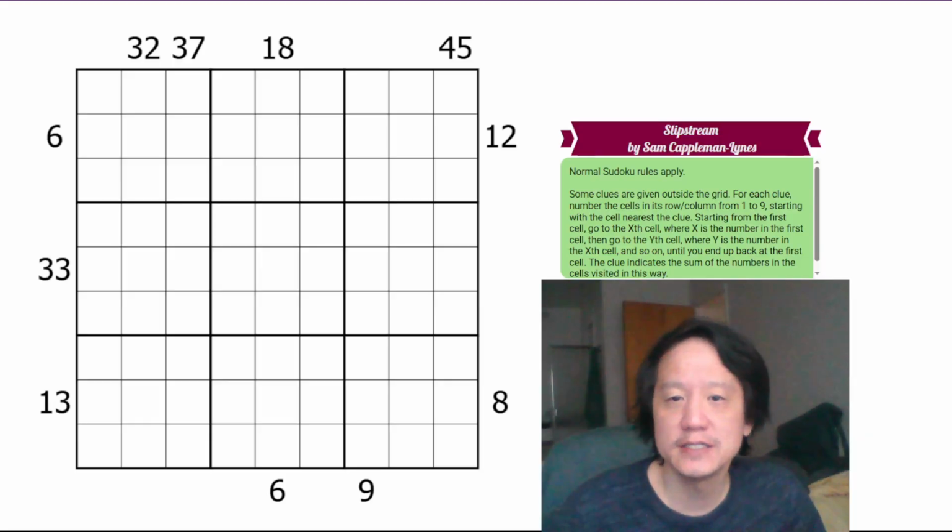The puzzle is called Slipstream by Sam Kappelman Lines. And here are the rules.